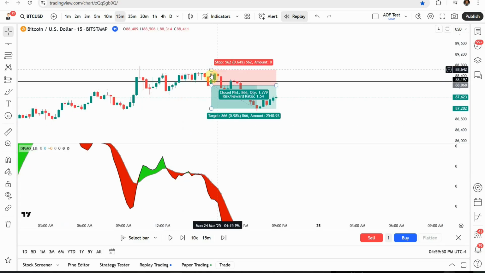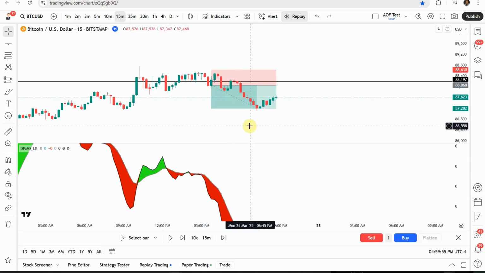Alright, so we make a push up, get rather close to our stop, but we don't trigger it, and then we make this push to the downside, getting us to our take profit once again. Alright, so that puts us at the end of the testing right there.